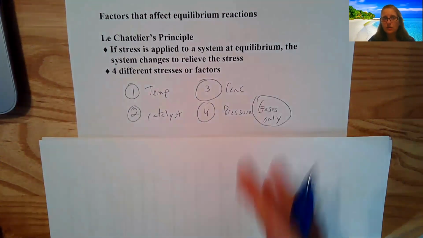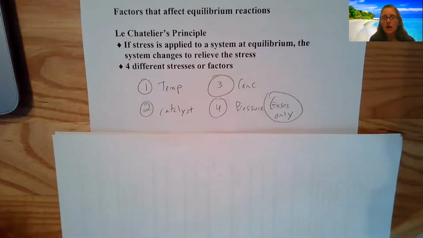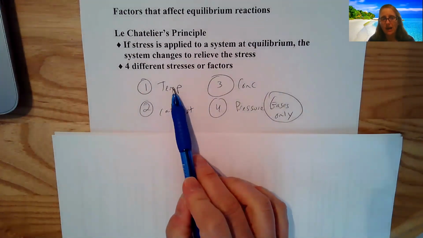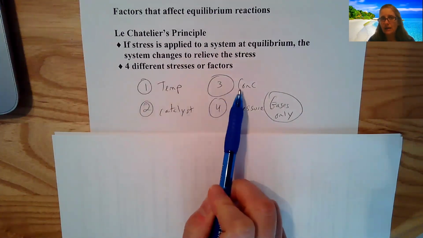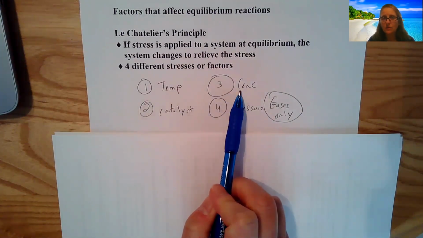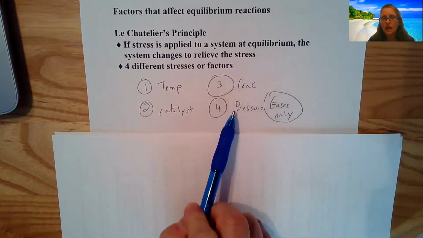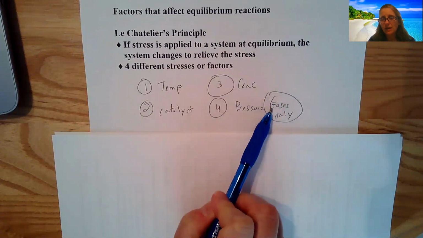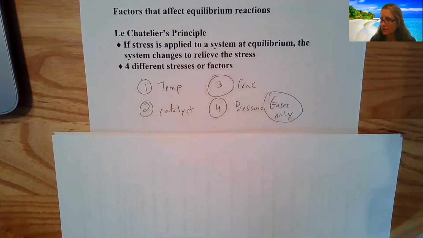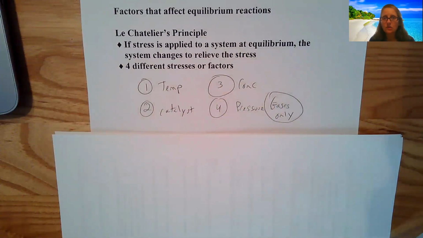Okay, so there are 4 different stresses or factors that we are going to be talking about. We have temperature, of course. We have adding a catalyst. We could change the concentration. So C-O-N-C is concentration. And then we can also change pressure of an equilibrium, but this can only apply to gases only. So I'm going to go through each one of these factors and describe how that changes the equilibrium.